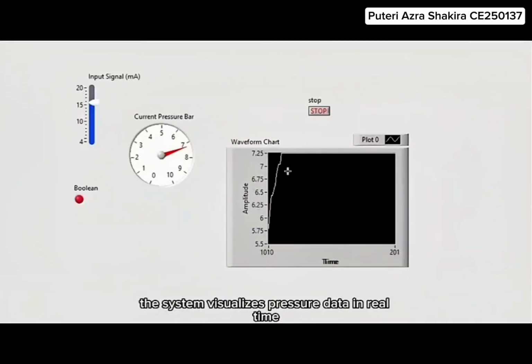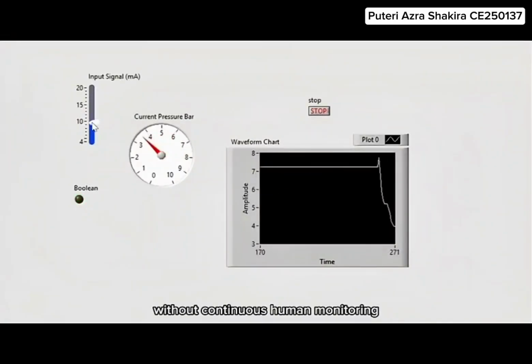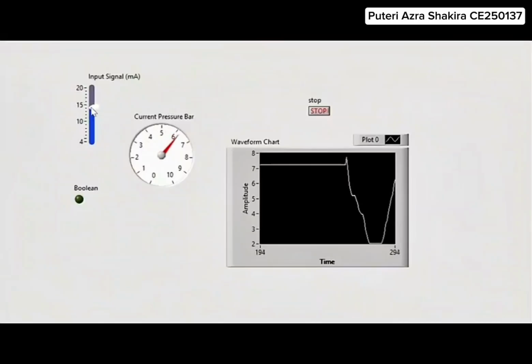In conclusion, the LabVIEW circuit successfully simulates an industrial pressure monitoring system using a GS4200 pressure transducer. The design demonstrates proper signal conditioning.